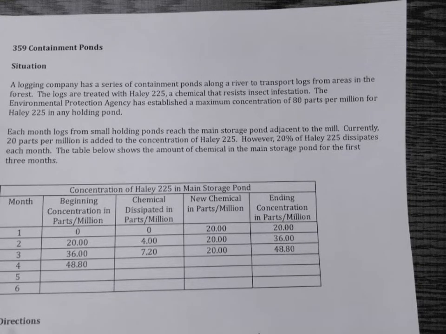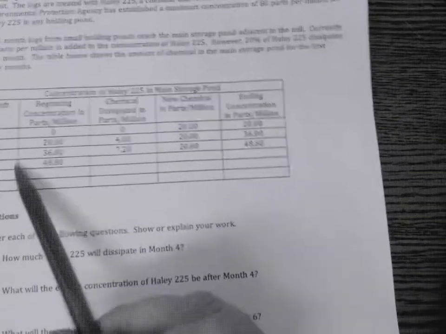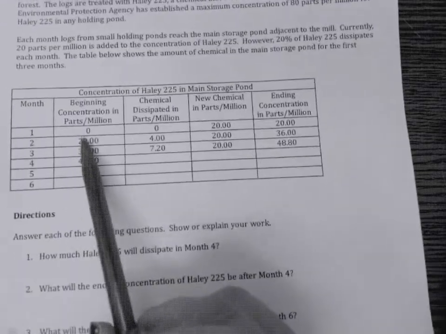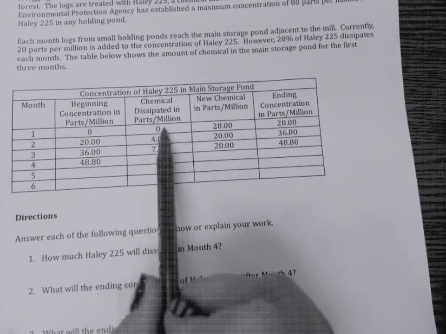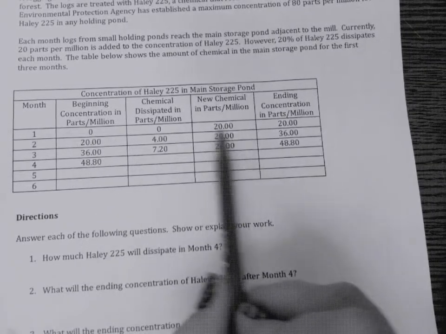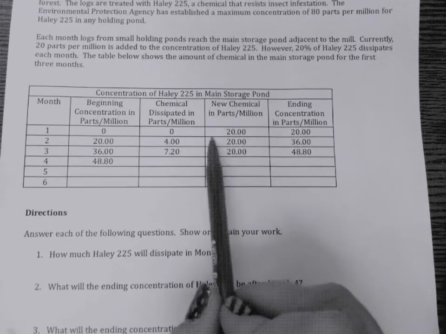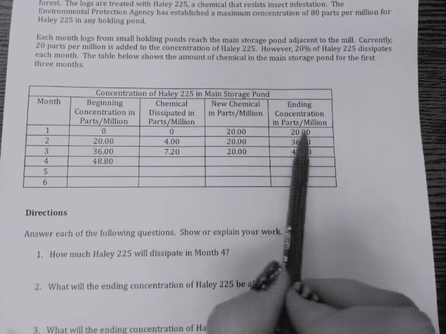However, 20% of the Haley 225 dissipates each month, so it evaporates or it's gone. The table below shows the amount of chemical in the main storage pond for the first 3 months. So let's take a look together at what's happening. So far, there's zero of the chemical, so none of it is dissipated. This is the first month. We pour 20 into the pond. So the ending concentration is we've got 20 in the pond.